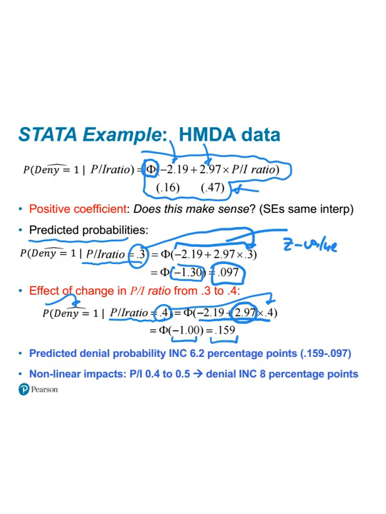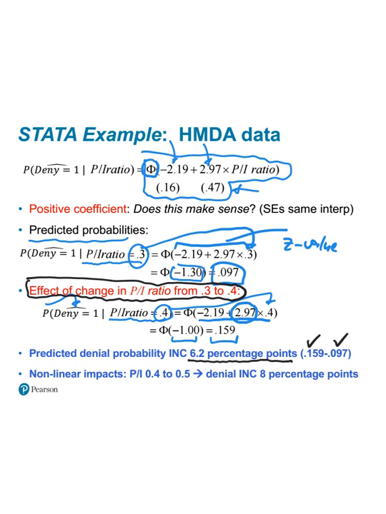So again, this says right here, if your PI ratio happens to be equal to 0.4, this says your probability of being denied a loan happens to be around 16%. Now, the question initially was, what is the effect of a change in the PI ratio going from 0.3 to 0.4? So now that probability of being denied is 0.159. It used to be 0.097. So that estimated change in the probability of being denied happens to be the difference between the two, or 6.2 percentage points.